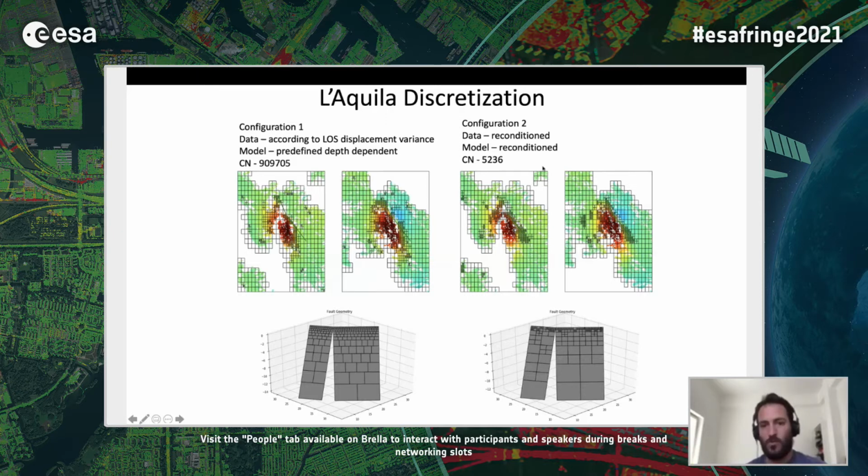And our second configuration will be a discretization where we optimize, essentially by an iterative process, the condition number and keep it small. I will mention that here we are also getting a depth-dependent fault plane. We didn't start with a depth-dependent one, we started with a uniform fault plane, and that's part of the process. So optimizing the condition number, also accounting for the resolution of the inverse problem, we finish with a condition number which is two orders of magnitude smaller than the first configuration.